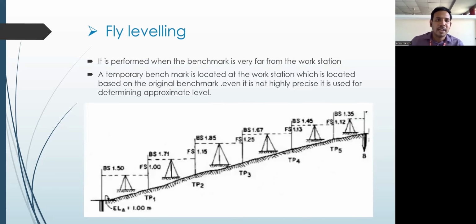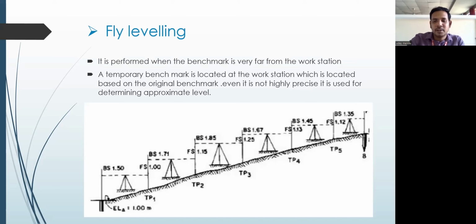And the next one is fly leveling. What is the difference between fly leveling and differential leveling? In differential leveling, by shifting the instrument a number of times, you take the readings between only two points. But in fly leveling, by keeping the instrument at a single point, you can take 3 to 4 readings, and after that, you shift the instrument again and take the readings again.